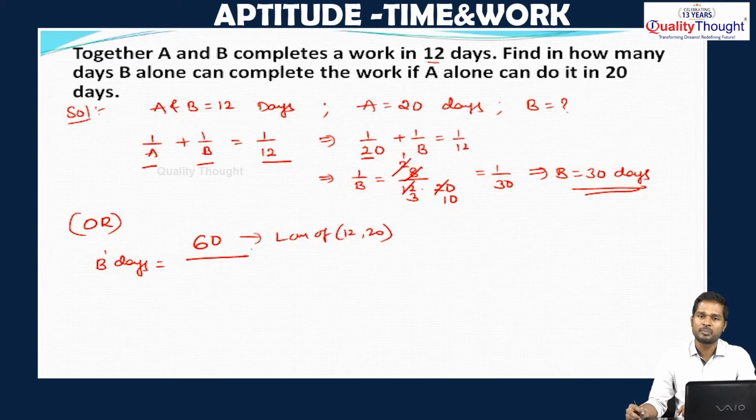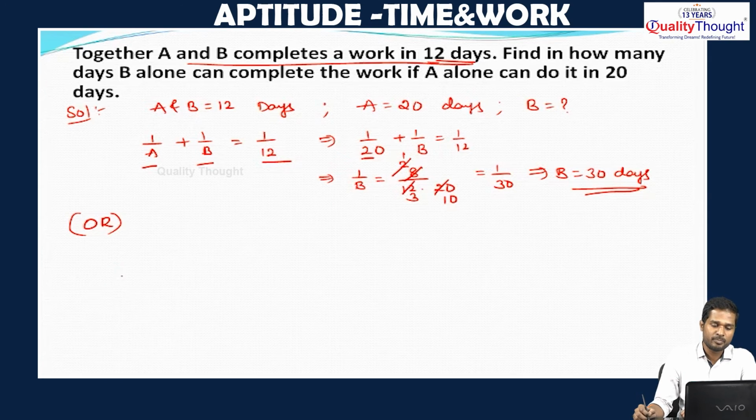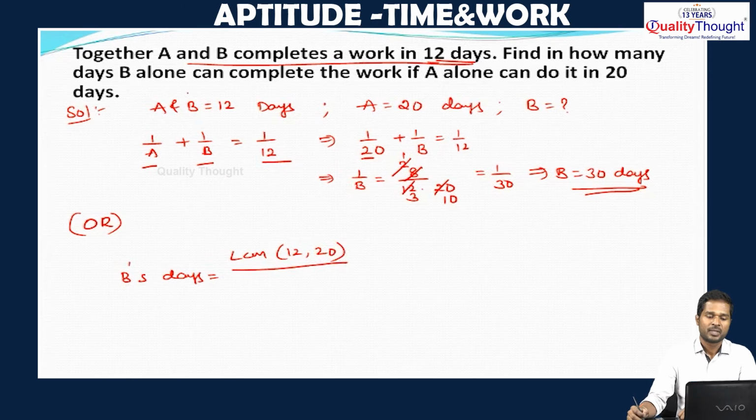So, whenever you have this type of question, first take the together days, in how many days they will complete the work. He said 12 days. So, 12 5s are 60. I will write here in how many days B can complete the work. First, in this type of question we take the together days, that is 12 days. The LCM of 12 and 20 is 60.